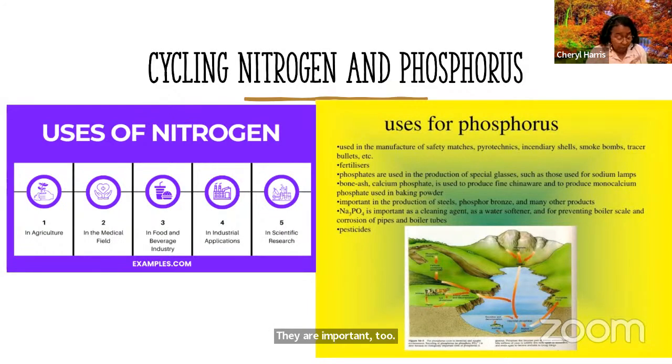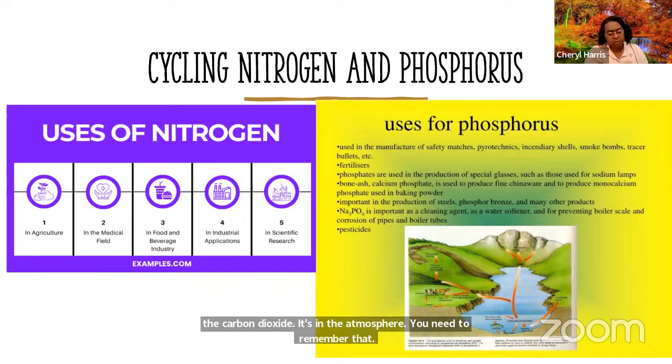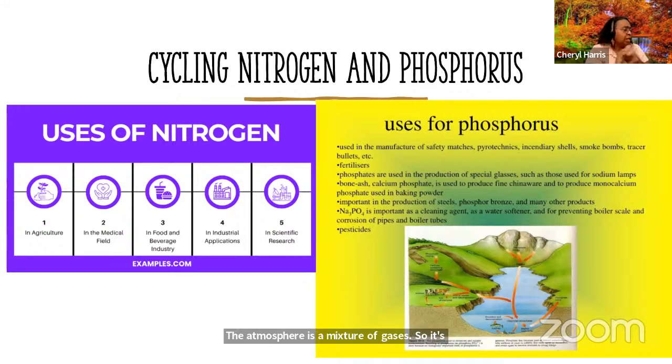Okay, all right. So our reserves for nitrogen will be RNA, DNA, the atmosphere, and then most of you mentioned the soil, also the roots of plants. The roots of plants, we cannot convert, we inhale nitrogen just like the carbon dioxide. It's in the atmosphere. You need to remember that the atmosphere is a mixture of gases. So it's got nitrogen, carbon dioxide, and some other trace elements, and we inhale that. We don't have a way to just separate and just breathe in the oxygen. We breathe it all in.